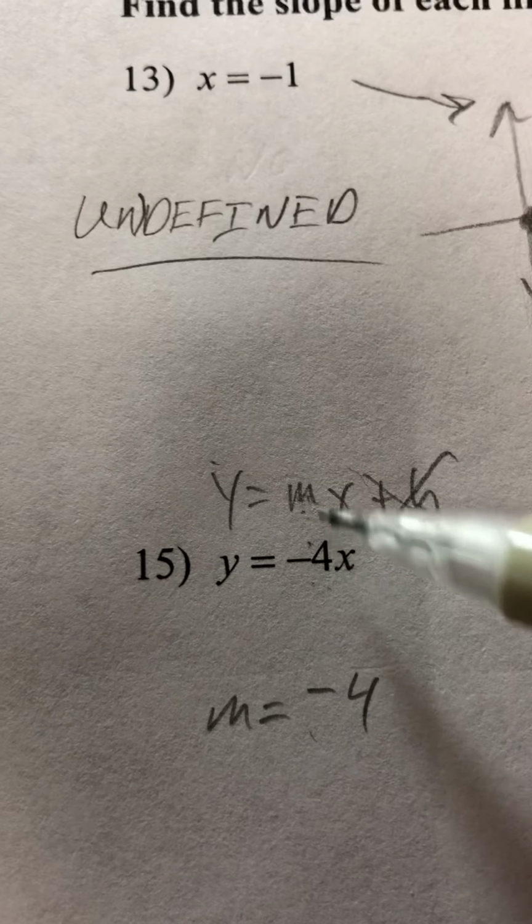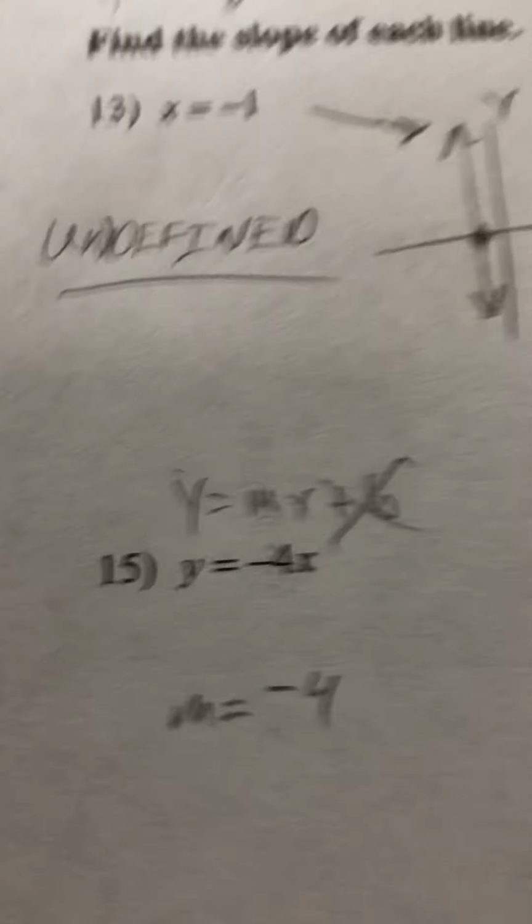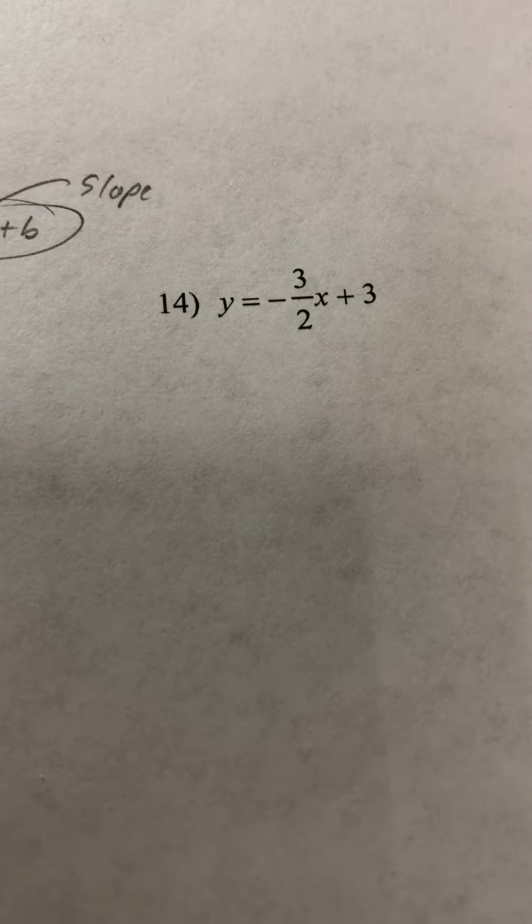This is what I'm asked. What's the slope? Well, the slope is -4. There you have it. Slope on this one, I'll just tell you right now, it's -3 over 2. Nothing really to work out on that one.